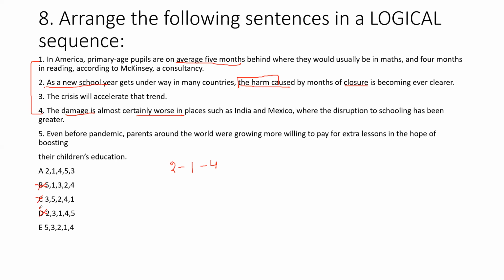When it says, even before the pandemic, parents around the world were growing more willing to pay for extra lessons in hope of boosting the scores. So if we understand this, during the pandemic, the schools were closed and the problem increased, and people are going to take more extra lessons. So they were already taking extra lessons, now they will be taking more extra lessons. So this is like a result from the crisis or from the harm. So 21453 is an ideal option because 5 and 3 should be placed at the end because it shows how parents deal with such problems.